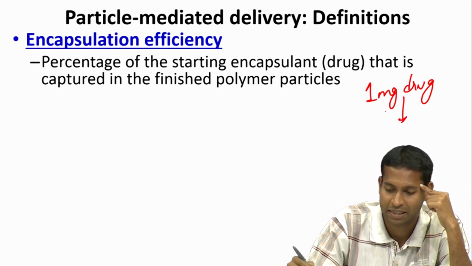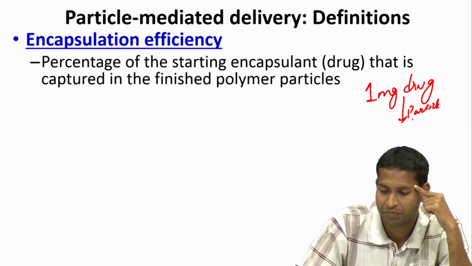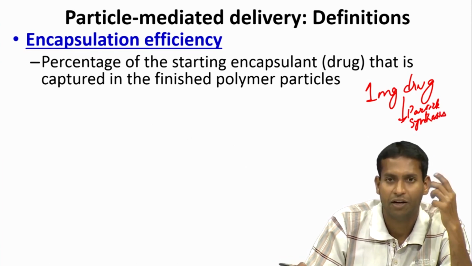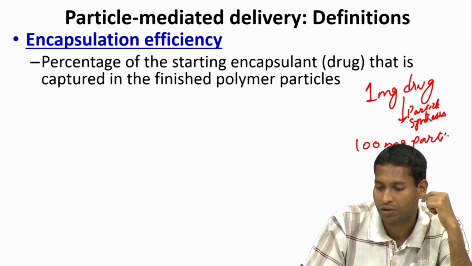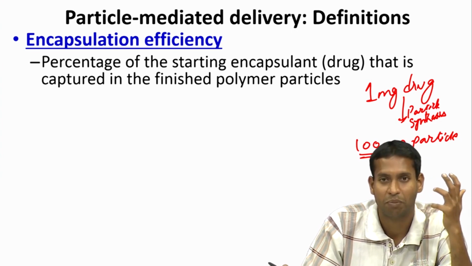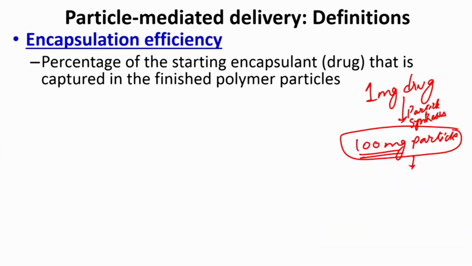So, I make these particles, and we will discuss various synthesis methods. Let us say the particle synthesis is done, and at the end of it I end up with 100 milligram of particles. Of course, this 100 milligram is essentially the weight of the polymer plus the drug. I then dissolve this whole 100 milligram of particles and see how much drug was actually there, and I found that instead of 1 milligram I could only get about, let us say, 800 microgram of drug in this 100 milligram. So, that means I have lost about 200 microgram of drug during the synthesis process.